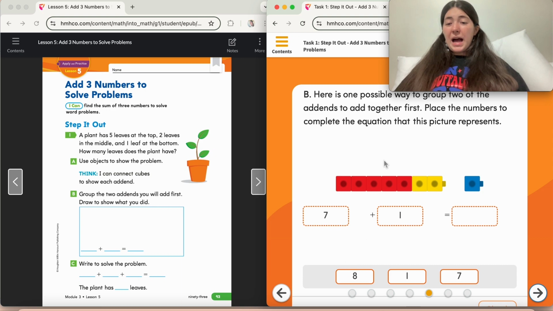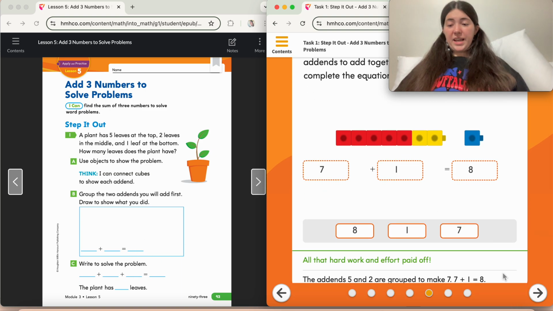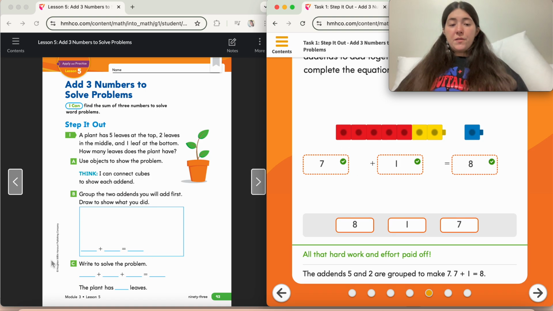8. Good. But I want to check my work, and I want to count all of these to make sure it's 8. So let's count them all together. 1, 2, 3, 4, 5, 6, 7, 8. I was right. 7 plus 1 equals 8. I will write 8 right there. Let's check and make sure we're right. Perfect. If you need to pause the video to write 7 plus 1 equals 8 right there, go ahead.